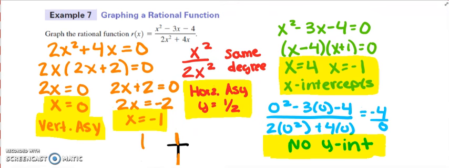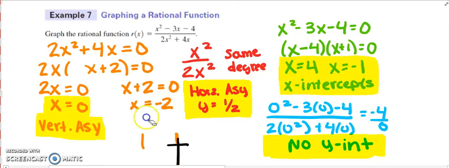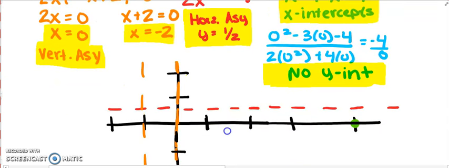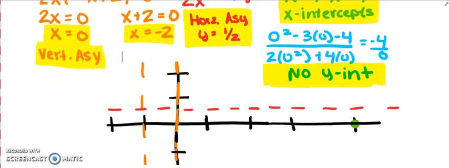So I looked and factored a 2 out, and that should have left me with x plus 2, which would leave me with a negative 2 as my vertical asymptote. Again, hopefully you had that fixed, and I apologize for that. So I'm going to fix this in the graph.